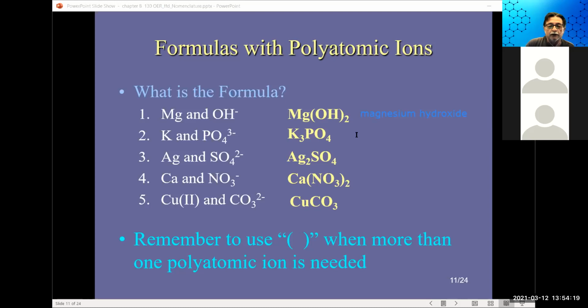All right, how about the second one here? We got K, which is potassium. What about the rest? What do we got here? Phosphate. Okay, Leah, you got it. We'll leave it at that. Phosphate. Okay. Who wants a shot at the next one?